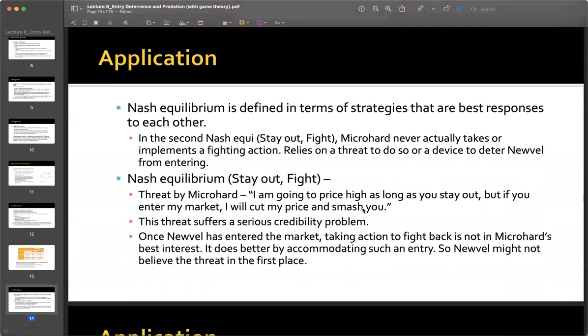So now let's talk about the solution. The Nash equilibrium is defined in terms of strategies that are best responses to each other. In the second Nash equilibrium, stay out or fight, MicroHard never actually takes or implements a fighting action, because Nouvel stays out. This fight is not really a real fight. It relies on a threat to do so, a device to deter Nouvel from entering.